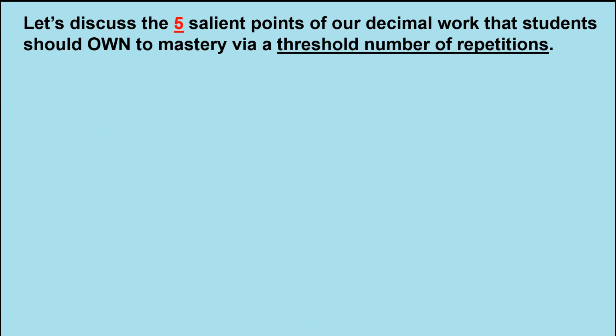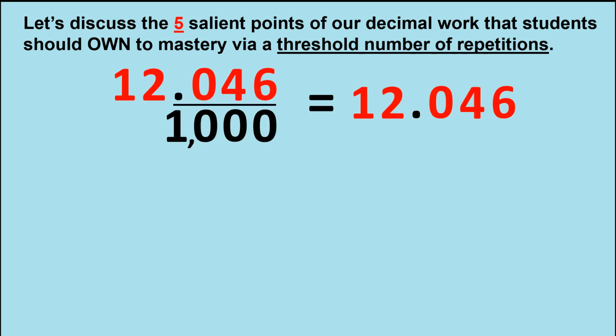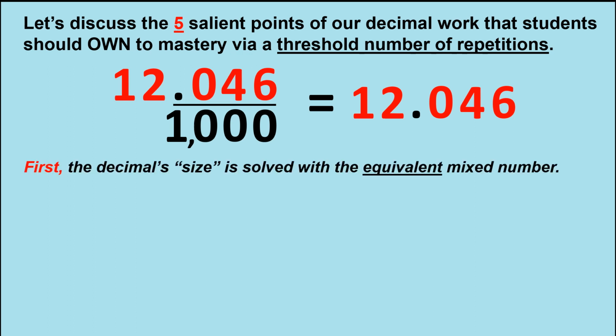Let's discuss the 5 salient points of our decimal work that students should own to mastery via a threshold number of repetition. Let's bring back our decimal and fractional equivalency example and discuss the 5 points for reflective clarity. Number 1, globally, the decimal size or magnitude is solved for students with an equivalent mixed number. More details on this topic in point 5 below.